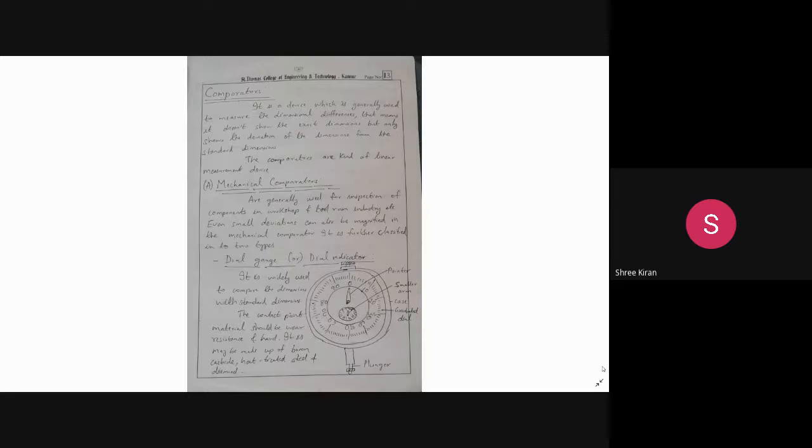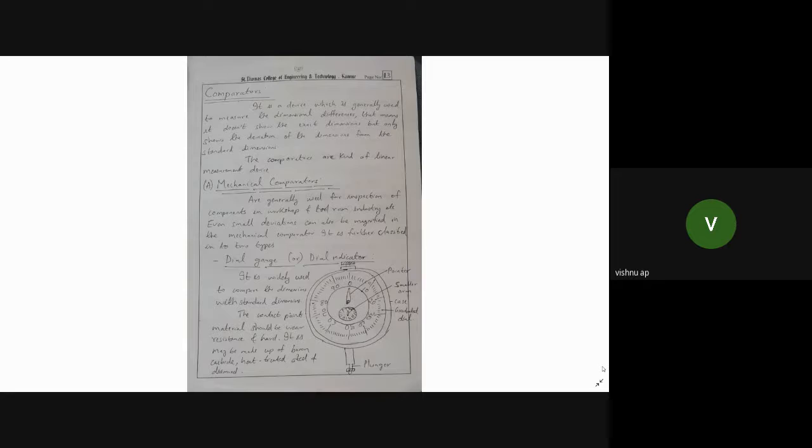Okay, students, good morning. Today, we are going to start with a new topic, which is known as comparators. Can anyone of you tell me a brief description about last class? What did we discuss in the last class? Anyone of you? Can you tell me what you were discussing in the last class?